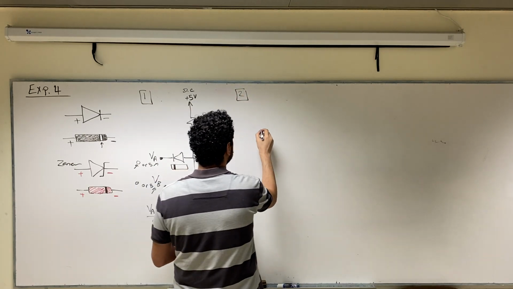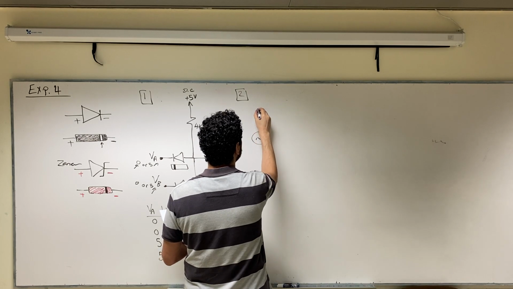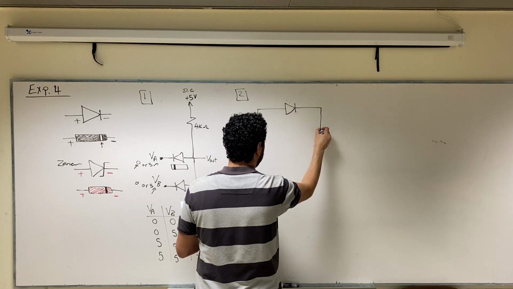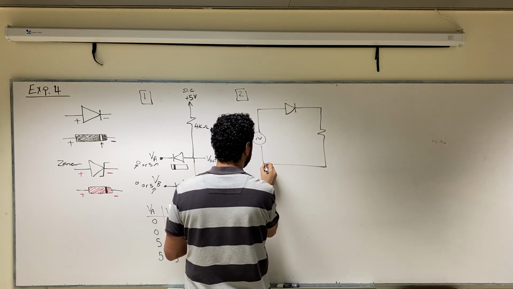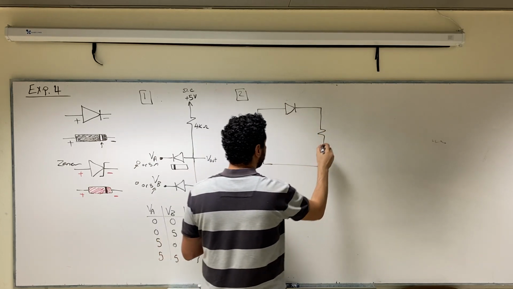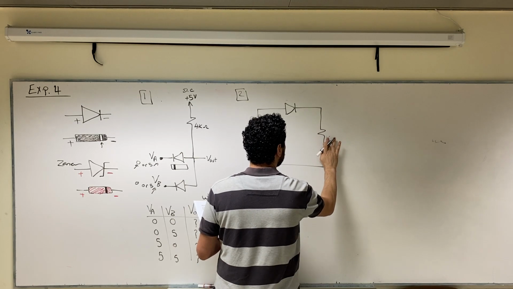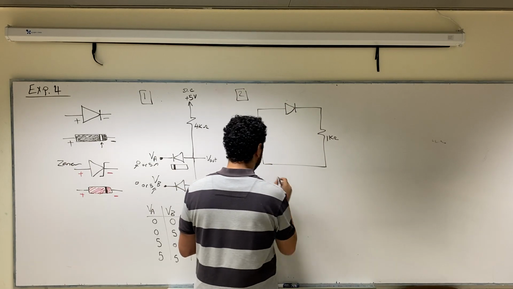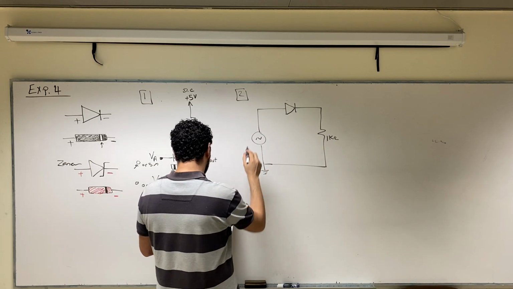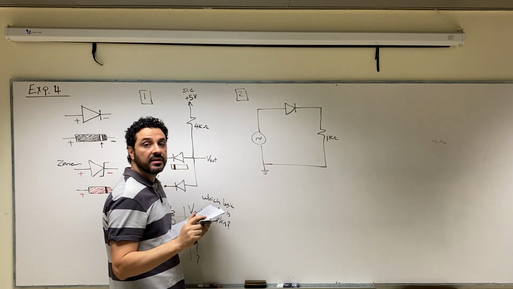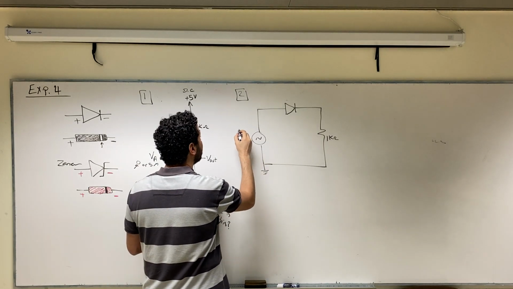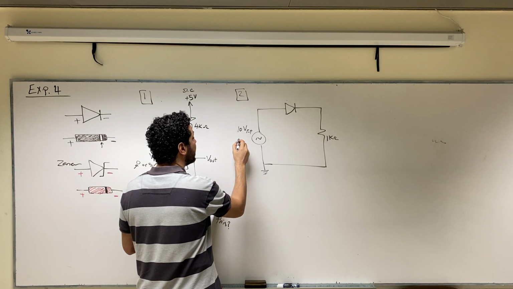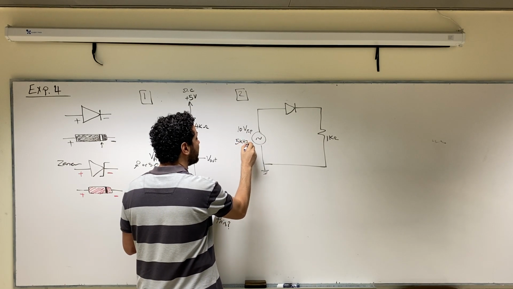It looks like this. We have an AC source, we have a diode, and then we have a resistor. This is a regular diode so far, and we have a resistor of 1 kilo ohm, and this is the ground. Our AC source here, we will use a 10 volt peak to peak source with 5 kilohertz frequency.